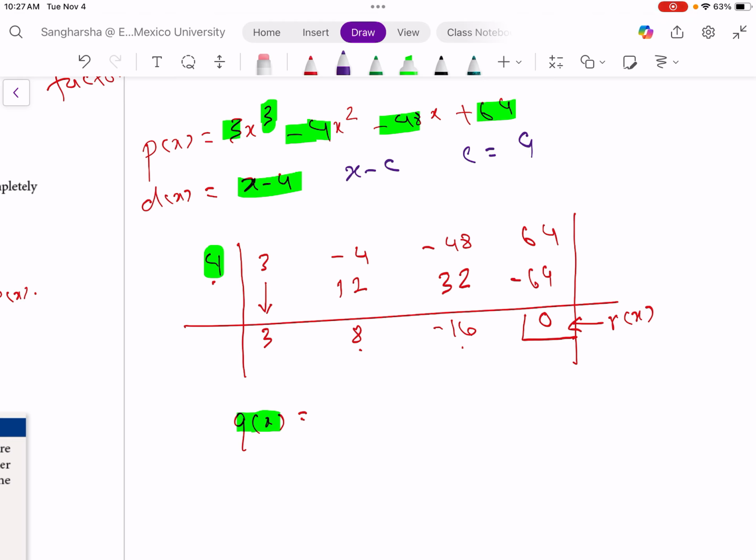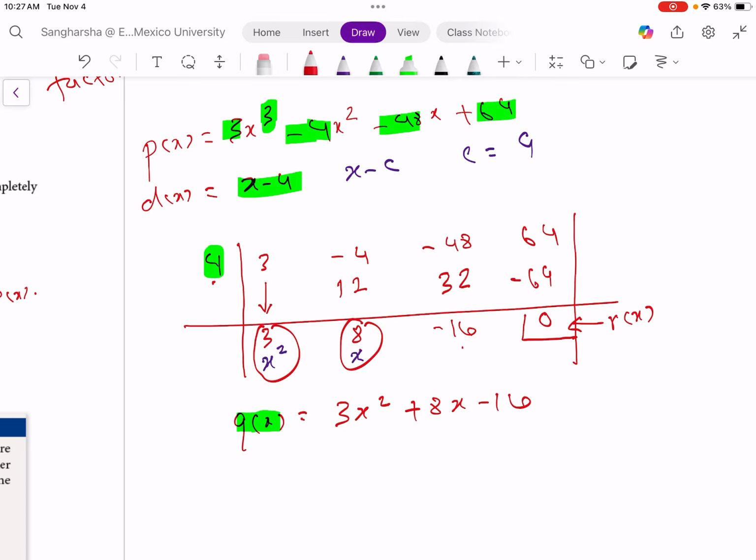Okay, so this 3 is the coefficient of x squared, 8 is the coefficient of x, and negative 16 is a constant. So 3x squared, 8x, that's a positive 8x, negative 16. So this is the quotient.